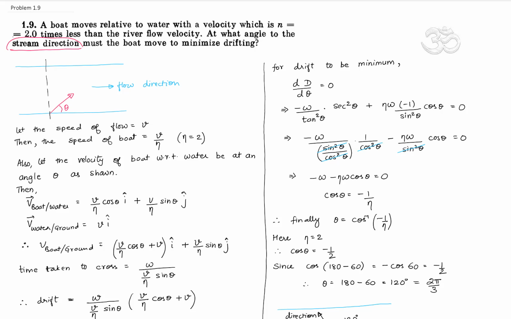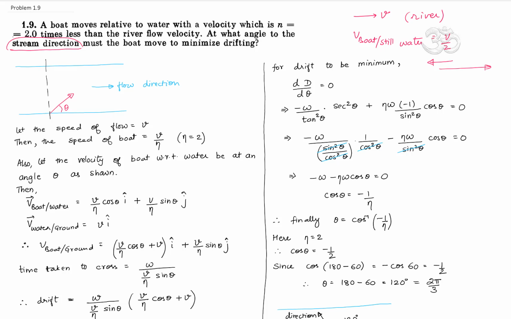We know that because the velocity of the boat is less than the velocity of river flow. You will see that if v is the river flow velocity, then according to him, the velocity of the boat in still water is only v by 2. That means even if the boat was to travel upstream directly, the boat will not be able to overcome the current, and the current will surely push the boat downstream. So there will be drifting.